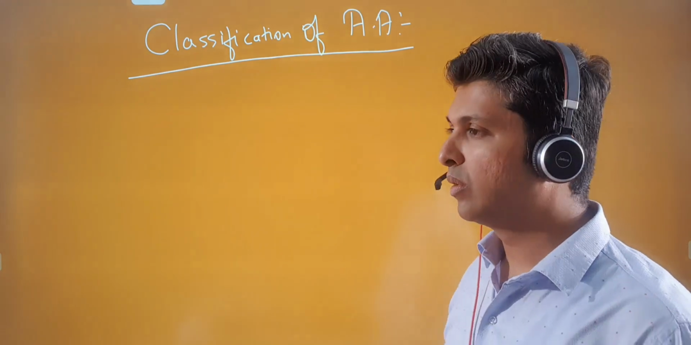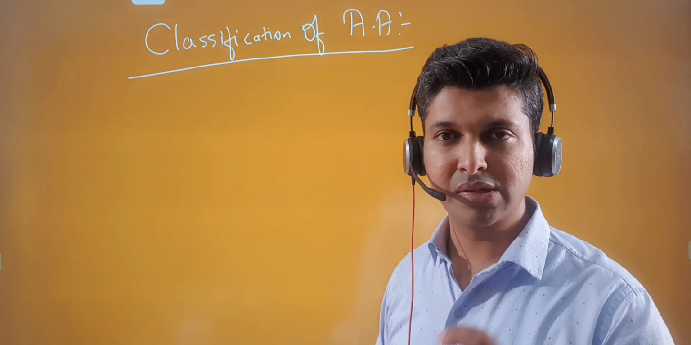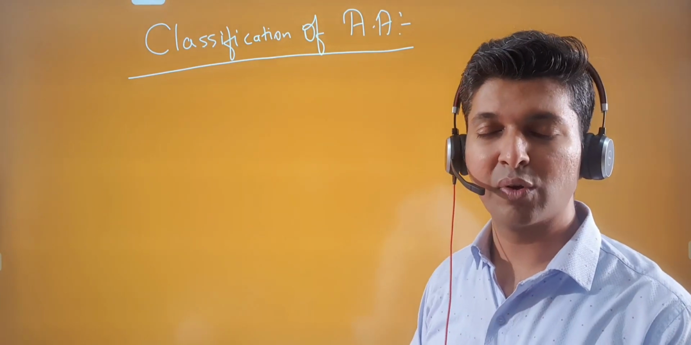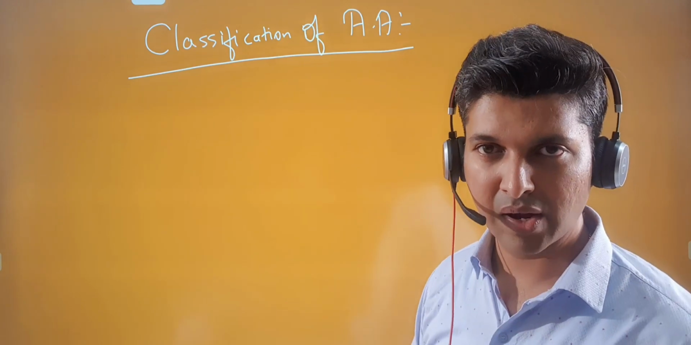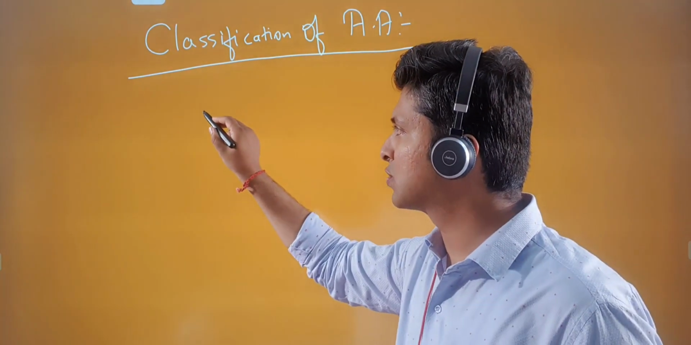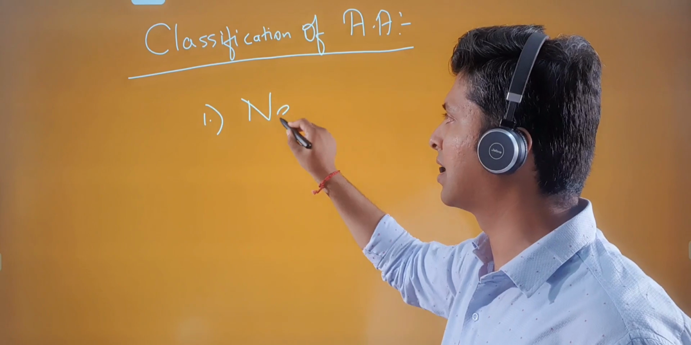So now, after listening to the importance of proteins, it must have aroused your curiosity. What is protein made up of? It's made up of amino acids. So let us see the classification of amino acids. The first part is neutral amino acids.